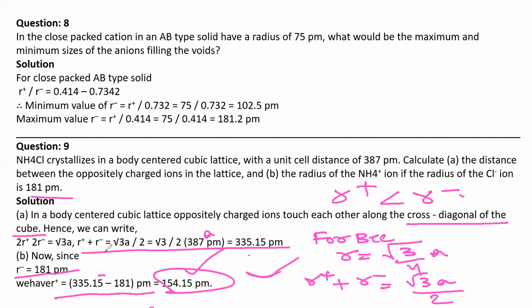For BCC, r is equal to root 3 by 4 a. For FCC, r is equal to a by 2. So to find the simplest distance, we have to divide it by 2.